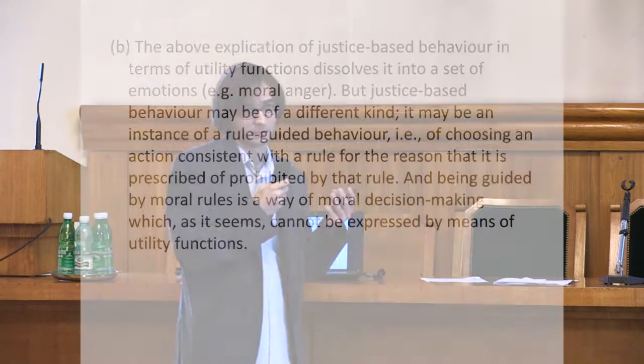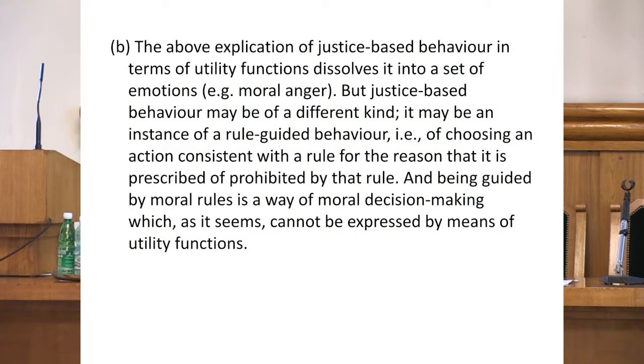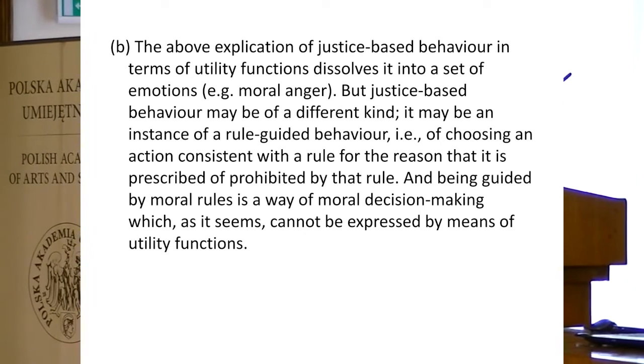Let us again, and somewhat relatedly, look at the above explication of justice. The above explication of justice, in terms of introducing this additional parameter, dissolves this sense of justice in fact into a set of emotions, for instance moral anger, as one of the emotions which can be said to accompany a satisfied sense of justice. But of course, justice-based behavior may be of a different kind. It may be an instance of rule-guided behavior, that is, of choosing an action consistent with a rule for the reason that it's prescribed or prohibited by the rule. That's a Kantian, so to say, understanding of this sense of justice. But again, this understanding of acting on the sense of justice cannot be plausibly translated into a utility function as presented before. And just to summarize, being guided by moral laws is a way of moral decision-making which, as it seems, cannot be expressed plausibly by means of utility functions.